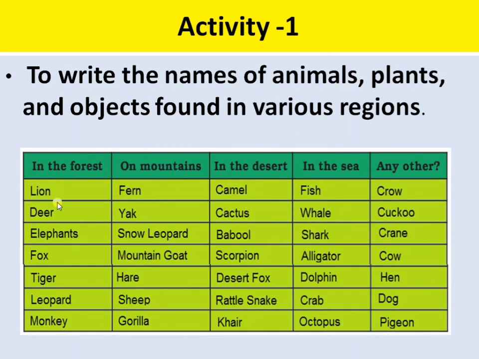So you have to make this table and write the names of the animals, plants and any other objects you have seen in various regions. For example, in the forest you have seen the lion, deer, elephant, fox, tiger, leopard, monkey. So write them in this column for the forest region. And in the mountain regions, the fern, yak, snow leopard, mountain goats, hare, sheep, gorilla. Next, in the desert area, in the same way write the animals and plants, in the sea and any other organisms in the various regions.